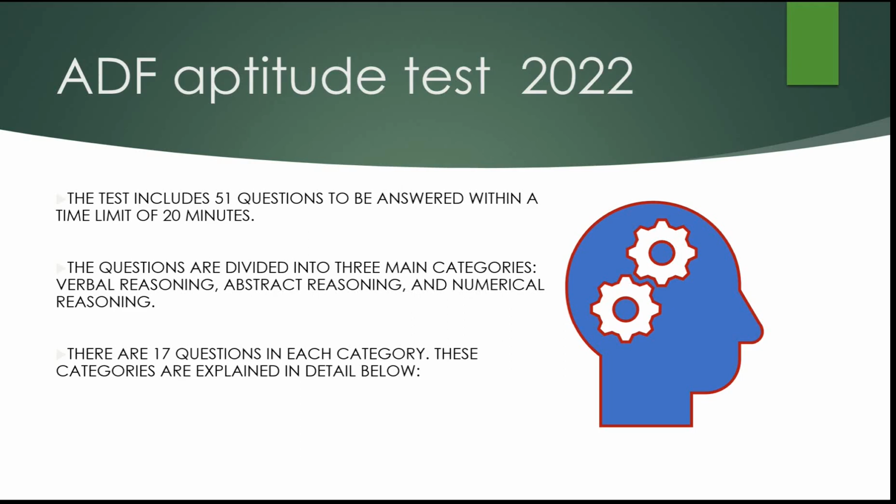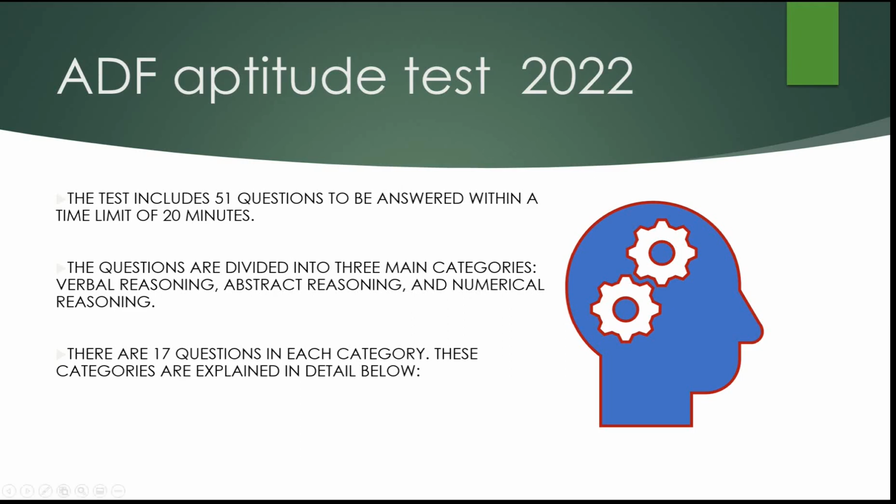The test includes 51 questions to be answered within a time limit of 20 minutes. The questions are divided into 3 main categories: verbal reasoning, abstract reasoning, and numerical reasoning. There are 17 questions in each category. These categories are explained in detail in my channel. In this video, we mainly focus on numerical reasoning questions.